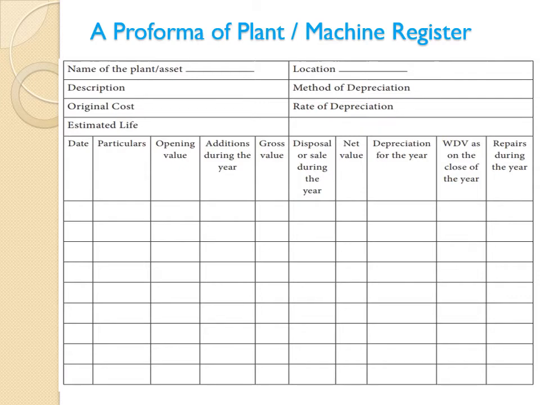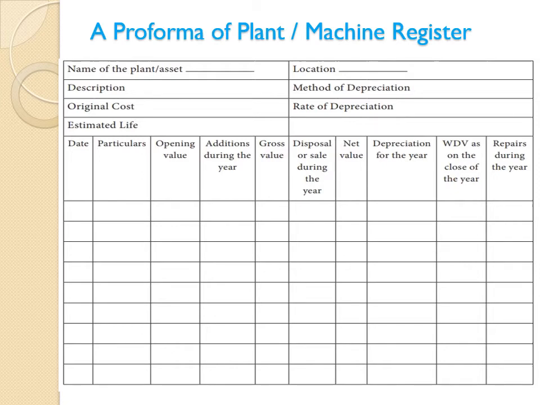Firstly, we have the name of the plant and asset, name of the machinery, location. It means where that machinery is installed. Description, original cost, estimated life, method of depreciation, rate of depreciation. This is very important. In that register, the client should write appropriate information, and that is the basis for verification by the auditor. There are certain columns prepared here.